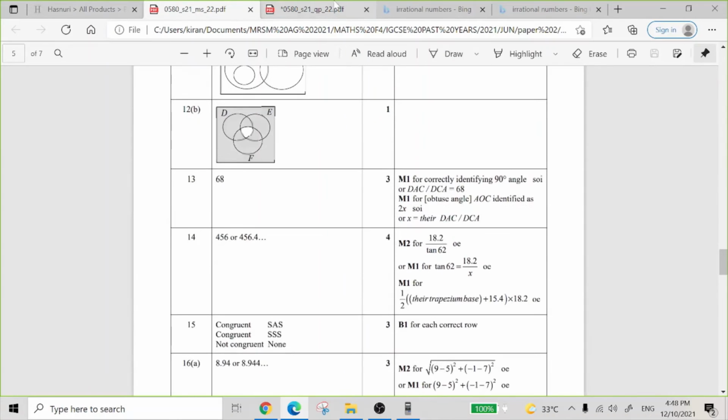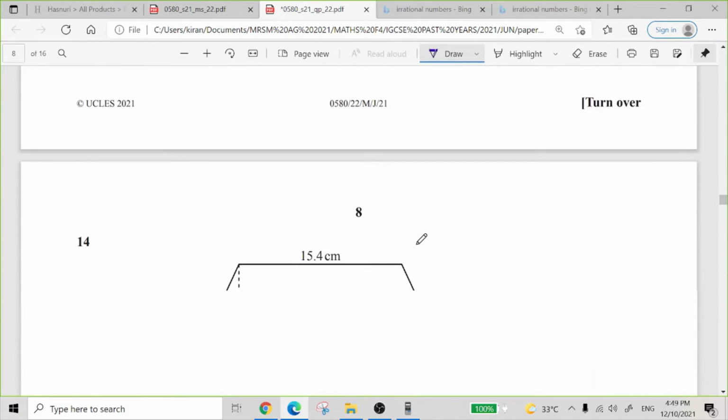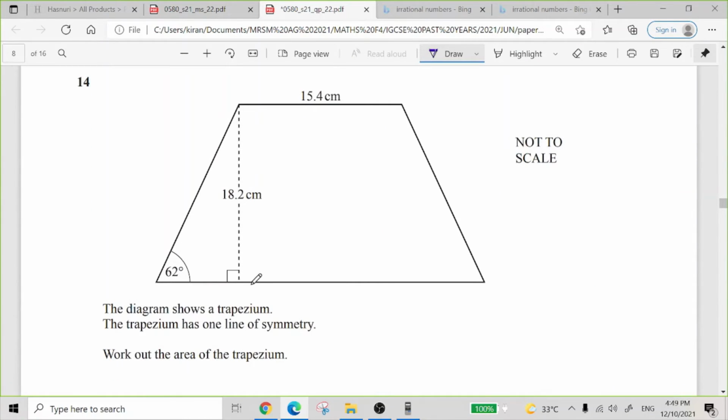Okay, next, question number 14. The diagram shows a trapezium. The trapezium has one line of symmetry. Line of symmetry means only one line in the middle, which can divide both sides equally. Work out the area of the trapezium.